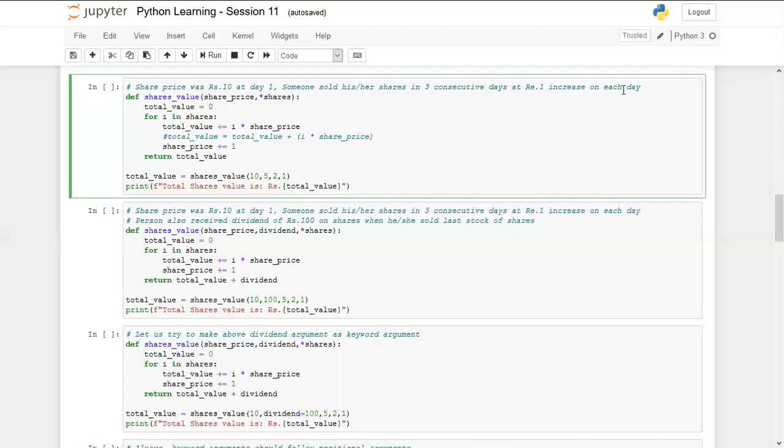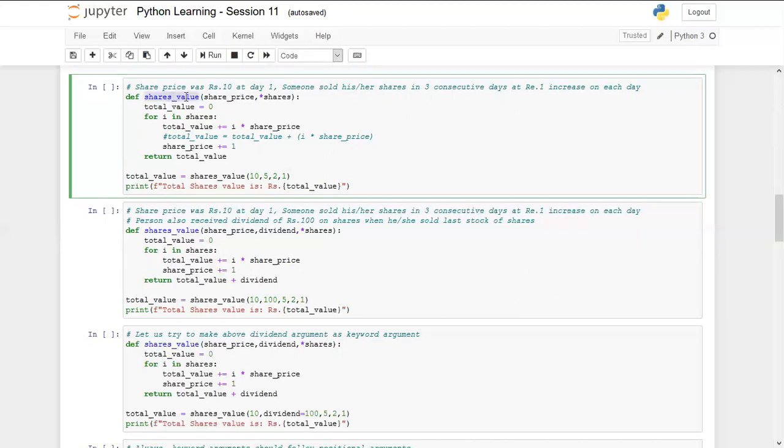So in the next day the price has increased to 11, and on the final day the price was 12. So this is basically the statement that is there. Now what we have to do is find out the total amount the person has received after selling the shares for 3 consecutive days at the respective values. So let's program this statement, and we should understand how we will get the answer.